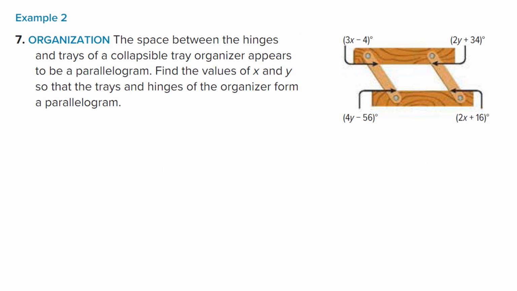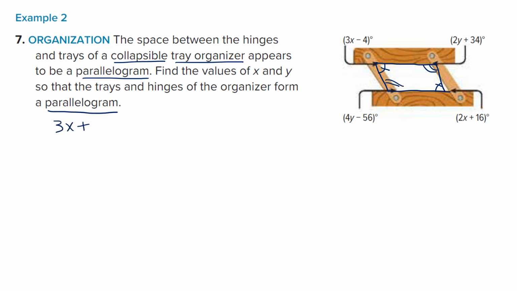Now let's solve this question. It's like a word problem. The space between the hinges and trays of a collapsible tray organizer appears to be a parallelogram. I hope you can see the parallelogram here. 1, 2, 3, 4. So it looks like a parallelogram, and we need the values of x and y so that the trays and hinges form a parallelogram. So when will this quadrilateral form a parallelogram? When opposite angles are equal. So this is equal to this and this is equal to this.